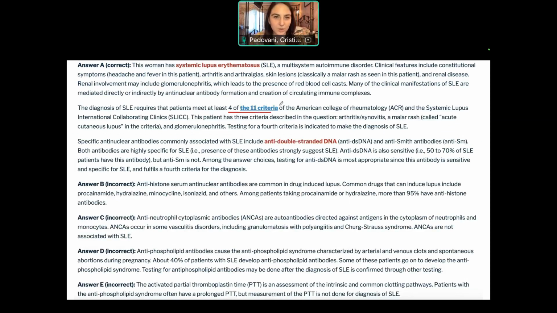I didn't go into the diagnostic criteria for lupus. I don't think you need to know it yet, in my opinion, for first year, second year. There are a lot of good ones. But for glomerulonephritis, it's really going to be your double-stranded DNA. Even he says it here, anti-double-stranded DNA and anti-Smith are both highly specific for lupus. But anti-dsDNA is really specific for lupus nephritis. So that one usually is more correct than anti-Smith when you see it in a vignette.